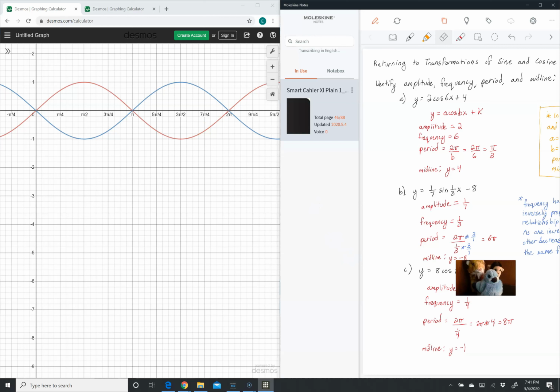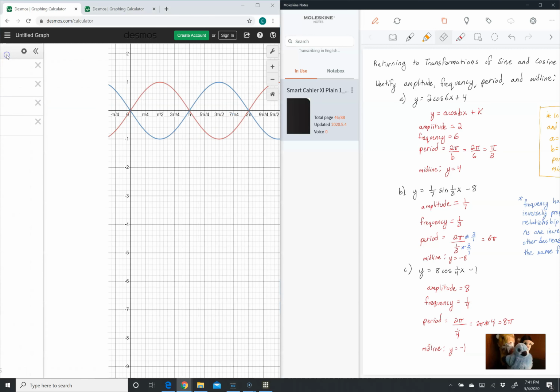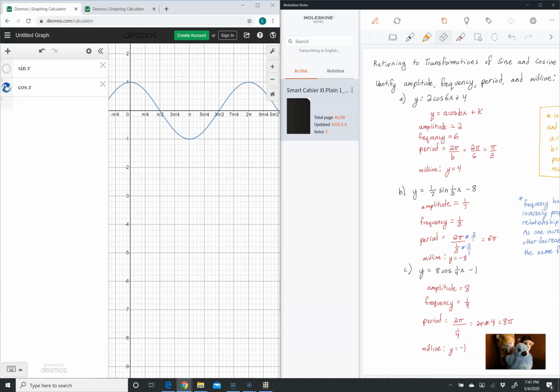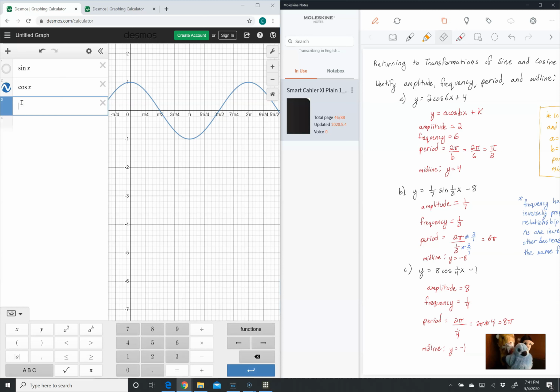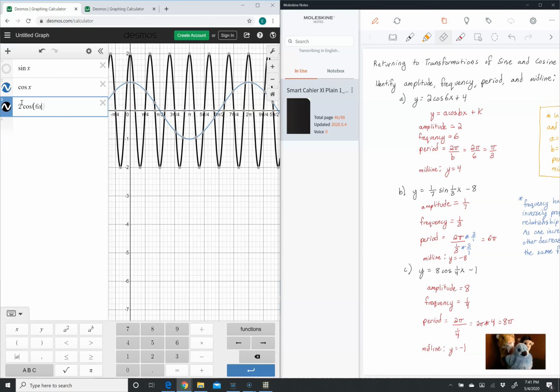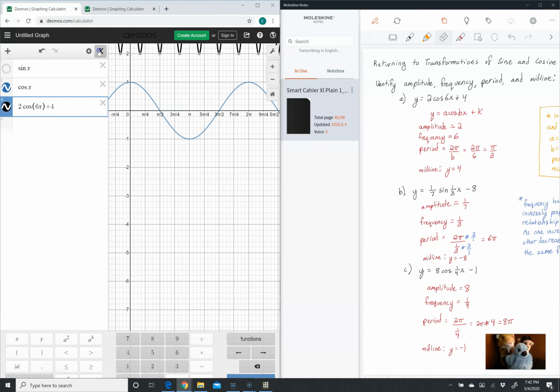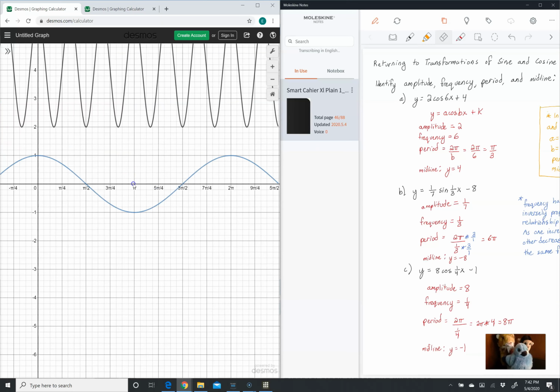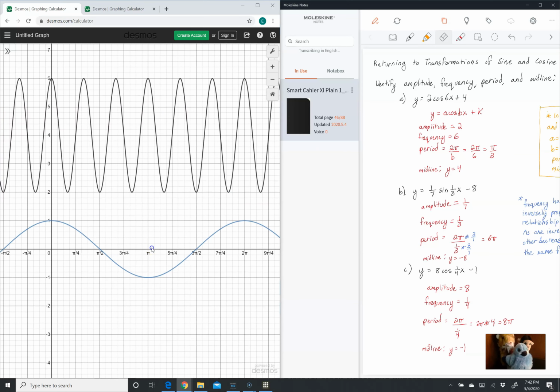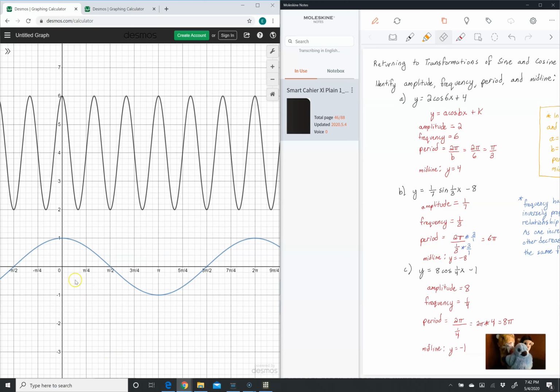Okay, so we're going to take each of these and we're going to graph it here, just so that you see what's happening. So in the first one, I'm going to leave the cosine so that you see the difference between the two graphs. And we're going to do 2 cosine 6x plus 4, just so that you could see the difference between these graphs. So we really only have to look between 0 and 2 pi.